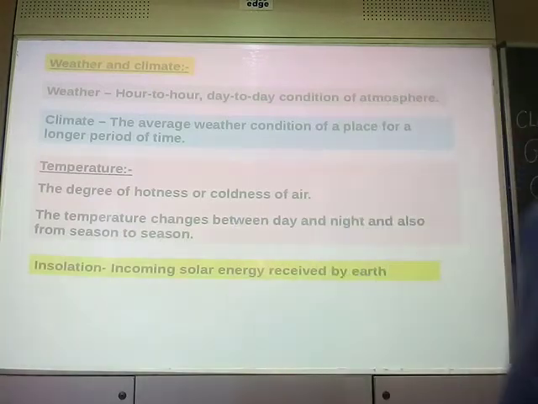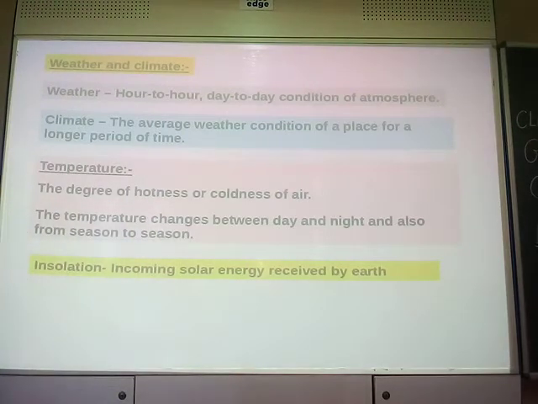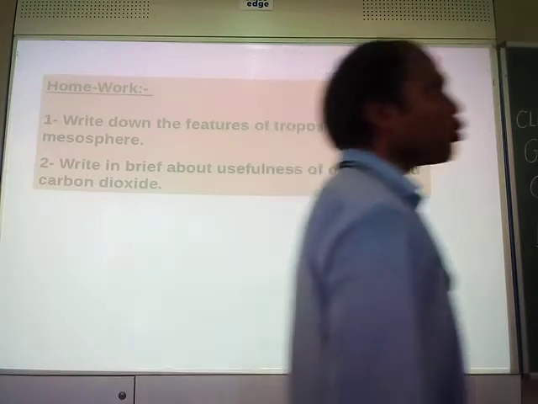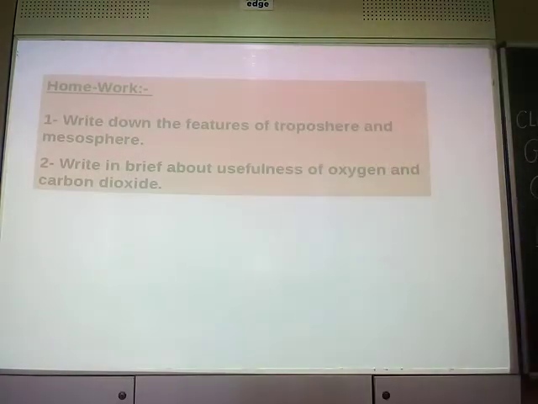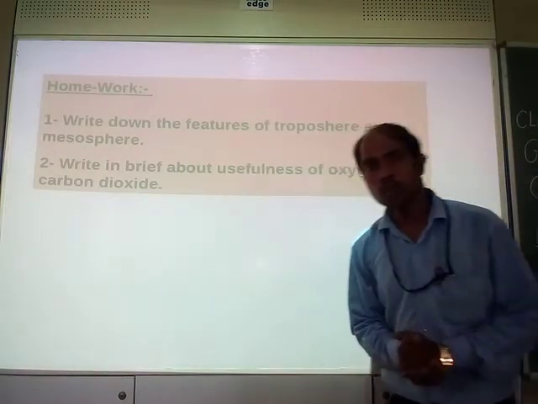Okay, clear? Now we are going to note down the homework. Note down the homework, please. You have to write the features of troposphere and mesosphere. First question, and another question is write in brief about usefulness of oxygen and carbon dioxide. Clear? These are small homeworks for you.